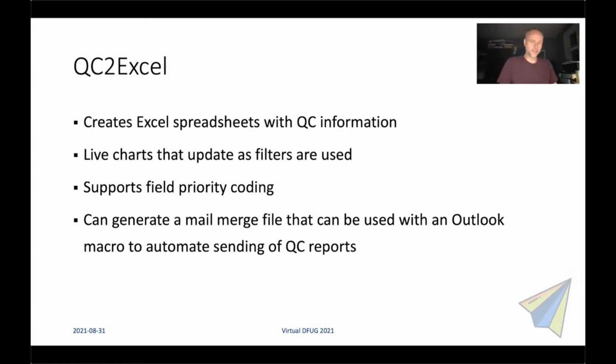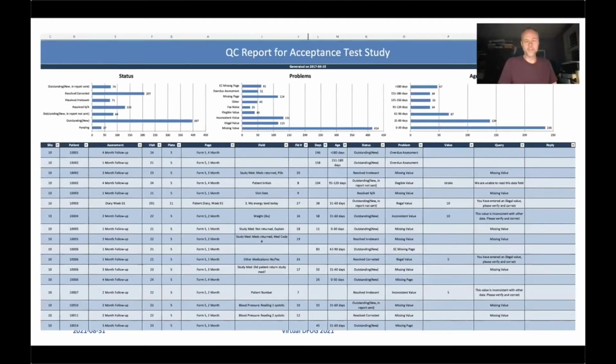It supports the field priority coding that we just saw, and it can also generate a mail merge file that you can use with an Outlook macro to automate the sending of QC reports. So this can reduce a great deal of time if you have hundreds of sites that you need to send these out to. So here's what it looks like when you don't have the field priority set.